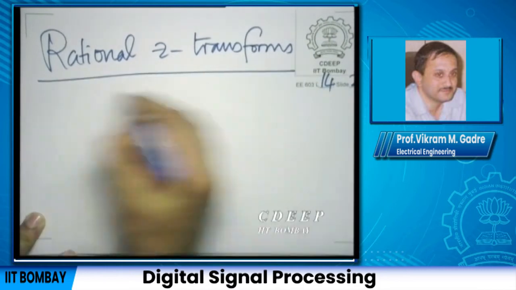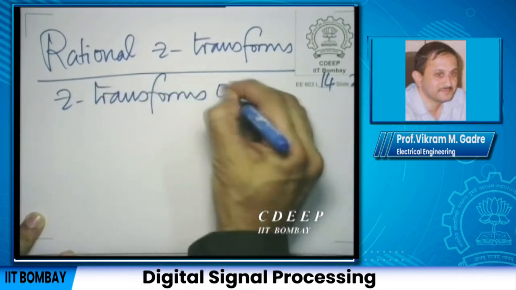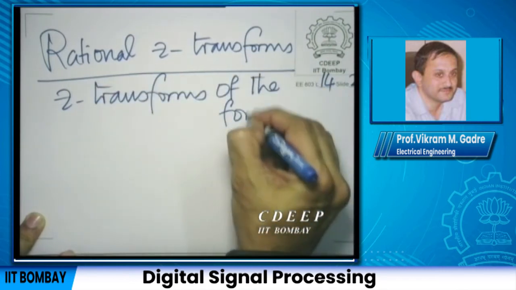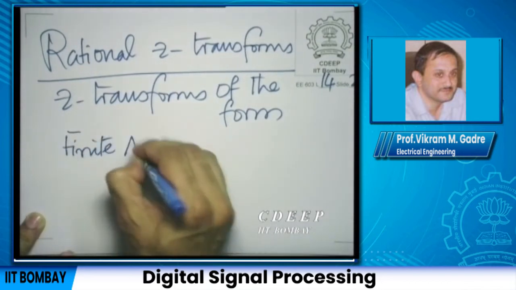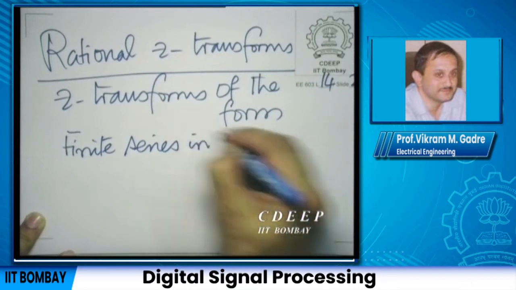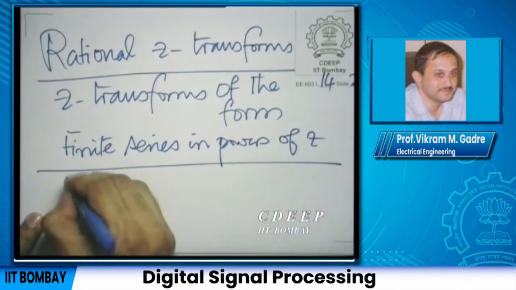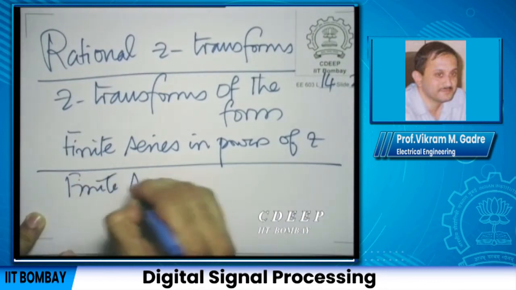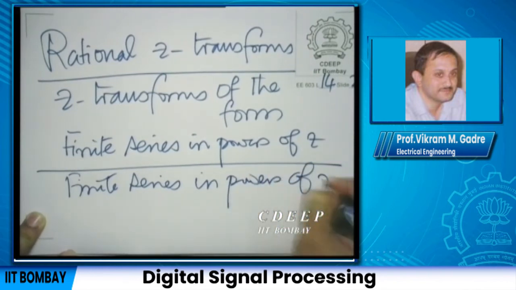Rational z transforms are z transforms of the form finite series in powers of z divided by finite series in powers of z. There is a numerator and denominator, each of which is a finite series in powers of z, not infinite.